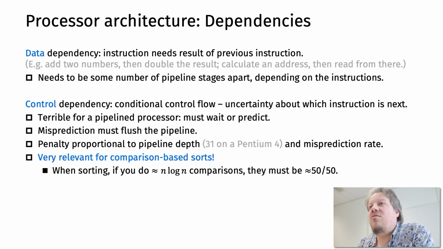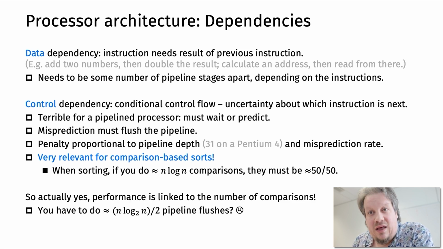So basically what this line of argument tells us, actually yes, performance on a modern processor is linked pretty directly to the number of comparisons, because the thing that's expensive is a pipeline flush, and a pipeline flush happens on a mispredict, and mispredictions must happen about half of the time. So this is a bad state to be in. Is there something smart that we could do?